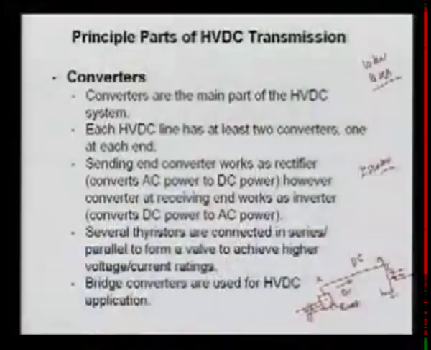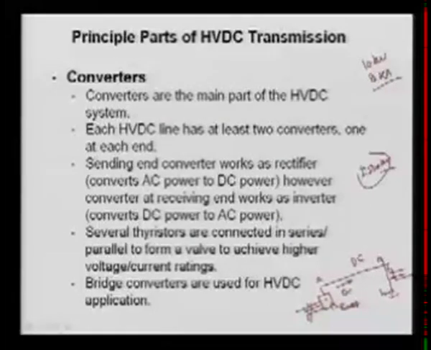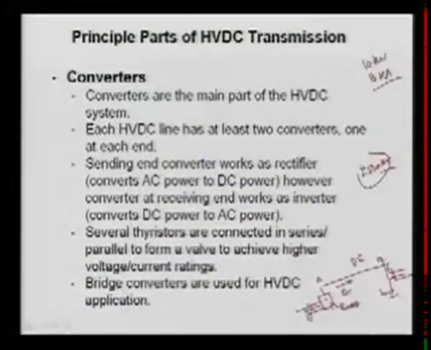So what we normally do is add several thyristors. We have to add them in series to provide the proper voltage level, and also go for parallel combinations to provide the complete current rating of the link. So several thyristors are connected in series and parallel to form a valve.